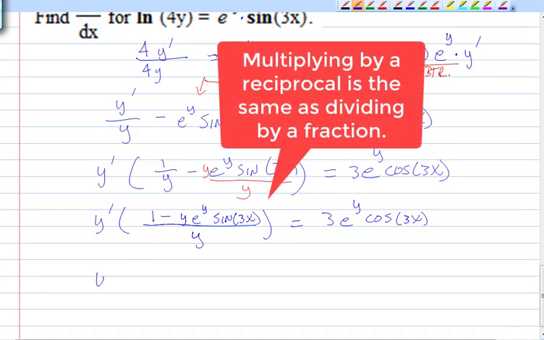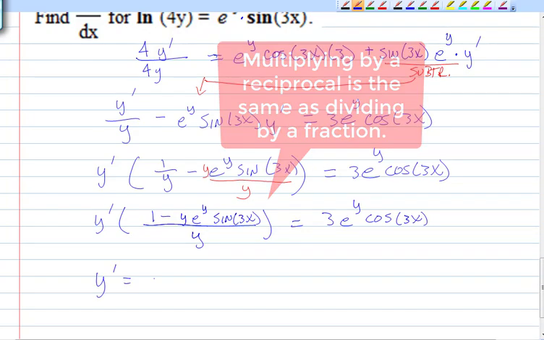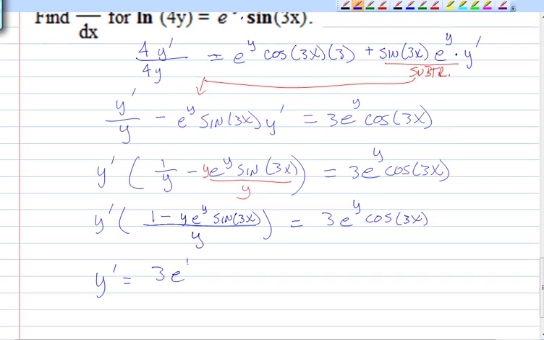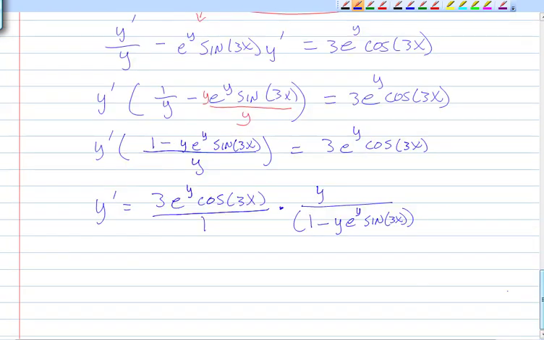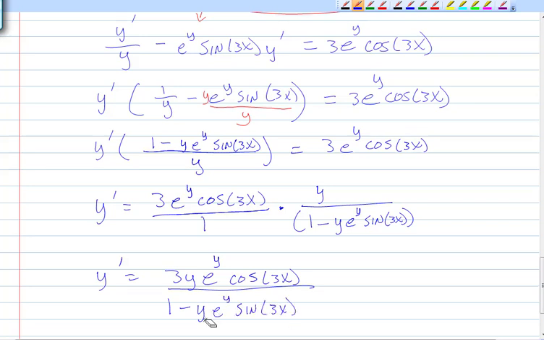Now to get the derivative by itself, we're just going to multiply by the reciprocal. So that gives us 3e to the y cosine 3x, and I'm going to put that over 1 times y over 1 minus y e to the y sine 3x, so that we can tell that the derivative is 3y e to the y cosine 3x over 1 minus y e to the y sine 3x. Can I cancel this y e to the y out? Why not? Because of that subtraction. Very good. And we're done.